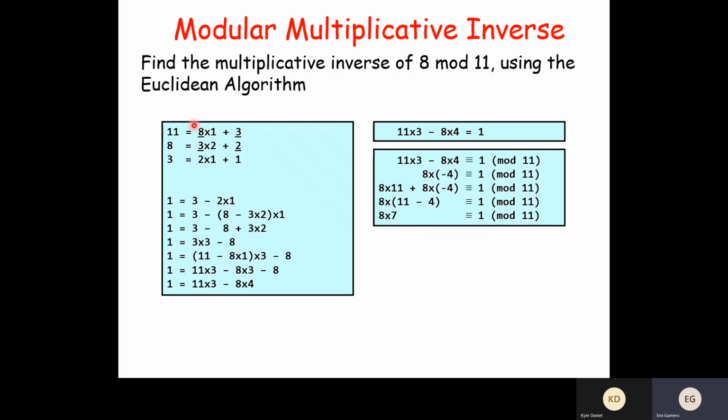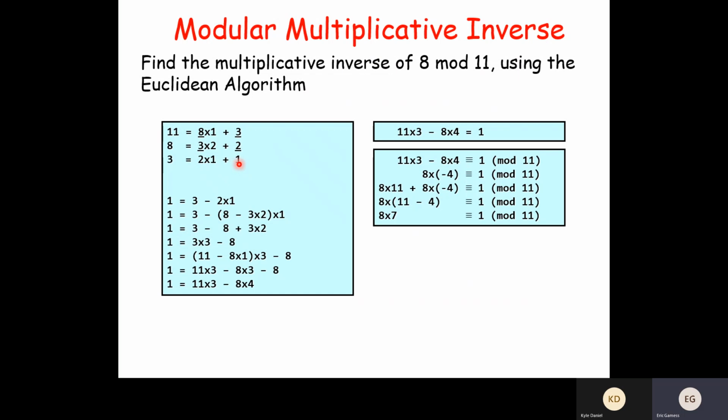Then we are going to compute 8 in function of 3. So 8 is 3 times 2, which is 6, plus 2. Then we are going to compute 3 in function of 2. So 3 is 2 times 1 plus 1. When we arrive at 1, we can go back. We stop expressing numbers in function of other numbers.